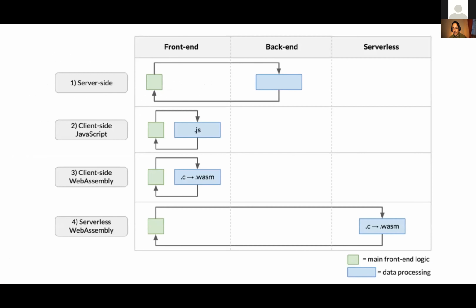So the blue box is the data processing code, and the green is the main front-end logic. We have some different ways that we can go about this. Either we can run our data processing completely on the backend, as in example one, or we can use client-side JavaScript, so we run everything on the front end, or you can use client-side WebAssembly, where you use WebAssembly on the front end, or you can use serverless. There you are running WebAssembly on the server as a serverless function, and it serves your front-end logic.